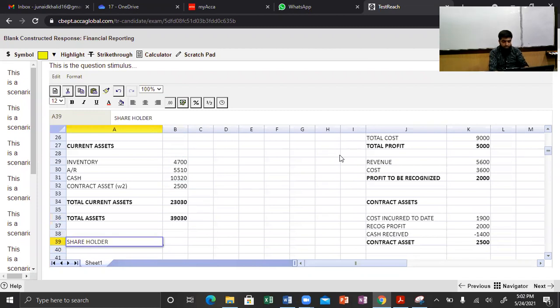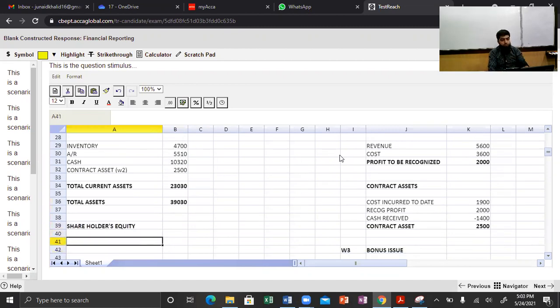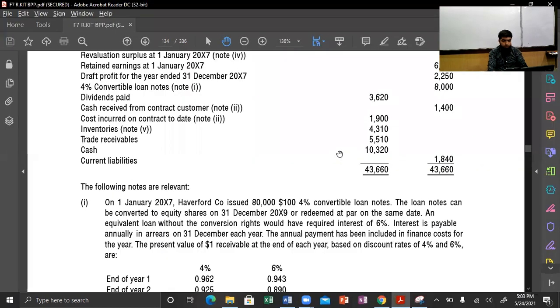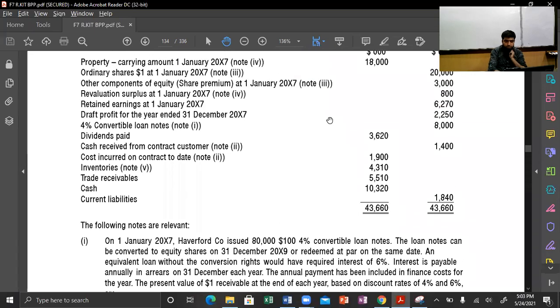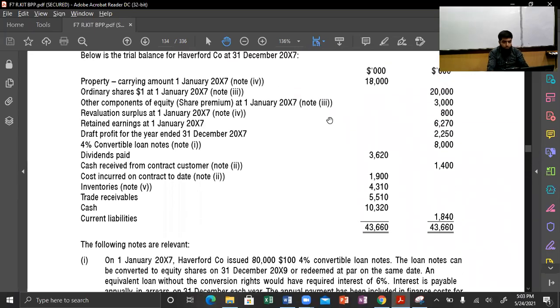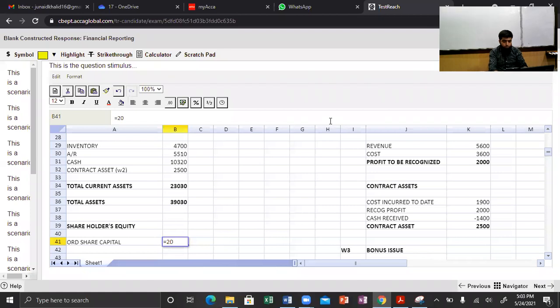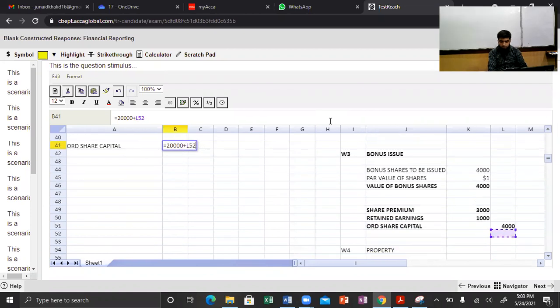Shareholders equity. First of all, ordinary share capital. The ordinary share capital which is already given in the question is $20,000. Further, bonus shares were also issued, and the bonus shares which we have issued amount to 4,000, for which the capital is increased. 4,000 ordinary share capital.